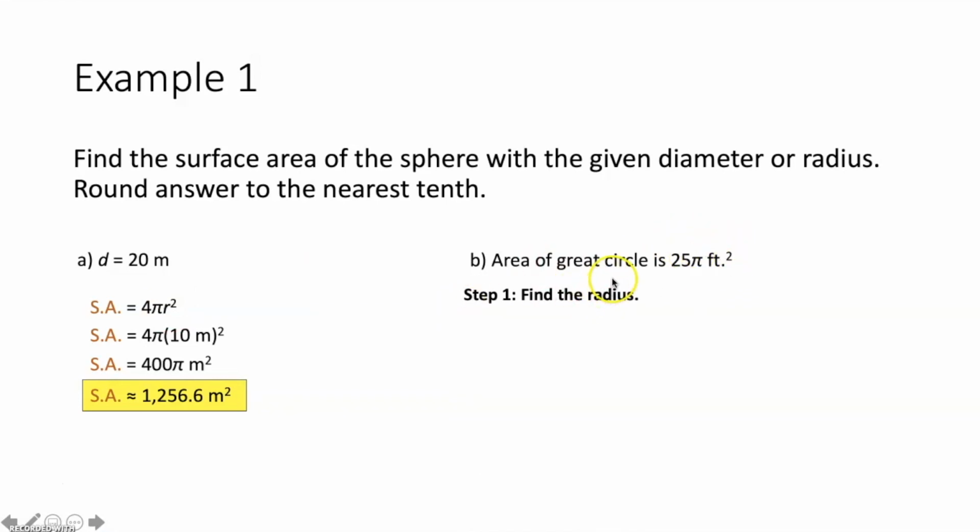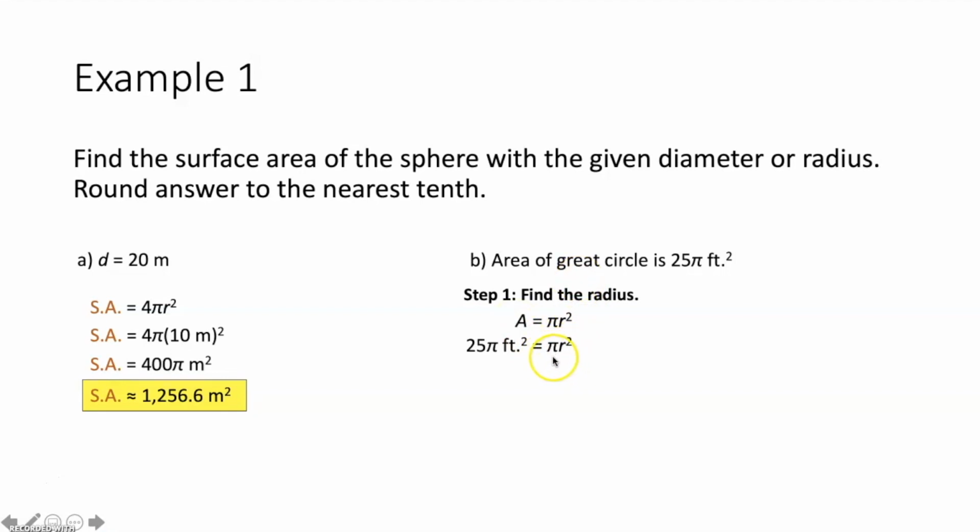Now the way I'm going to do that is because I know the area of a great circle is the same thing as the area of a circle, which is just pi r squared. What I can do is take the area of our great circle, which is 25 pi feet squared, plug that in for A, and solve for r, because the radius of our great circle is going to be the exact same radius as the radius of our given sphere. So if I can solve for the radius of the great circle, it will equal the radius of the sphere, and I can use that to find our surface area. So that's what we're going to do. I'm going to take 25 pi feet squared, plug that in for our area here, and I can solve for the radius of our great circle, the radius of our sphere.